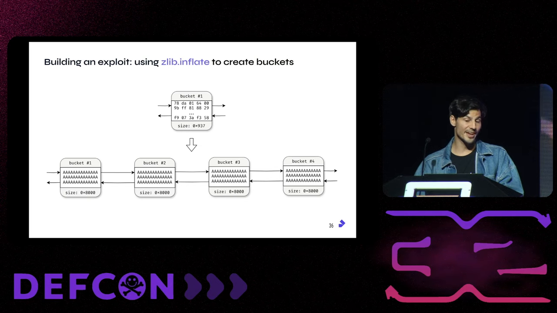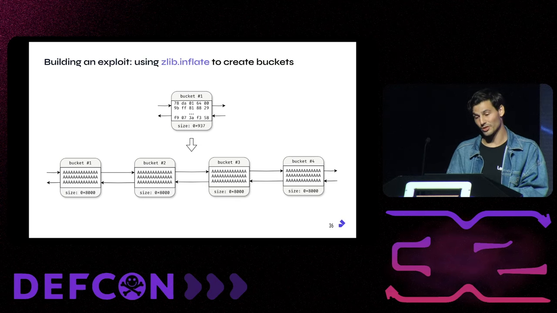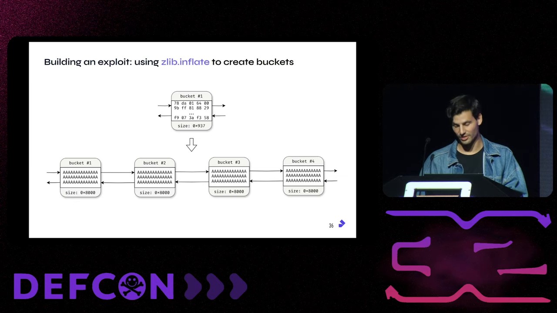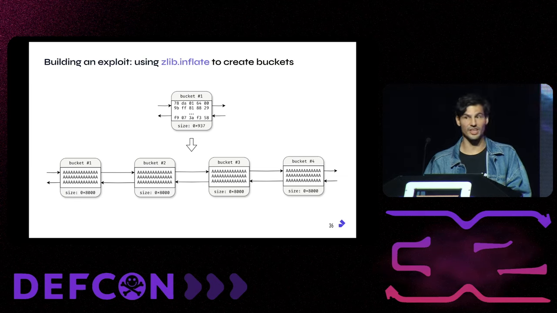But the problem that we have is that every bucket has a size of 8 pages, which is way too big to exploit, because it takes too much space, and also it's not going to be allocated the same way as small chunks. So we need a way to change the size of each of these buckets.